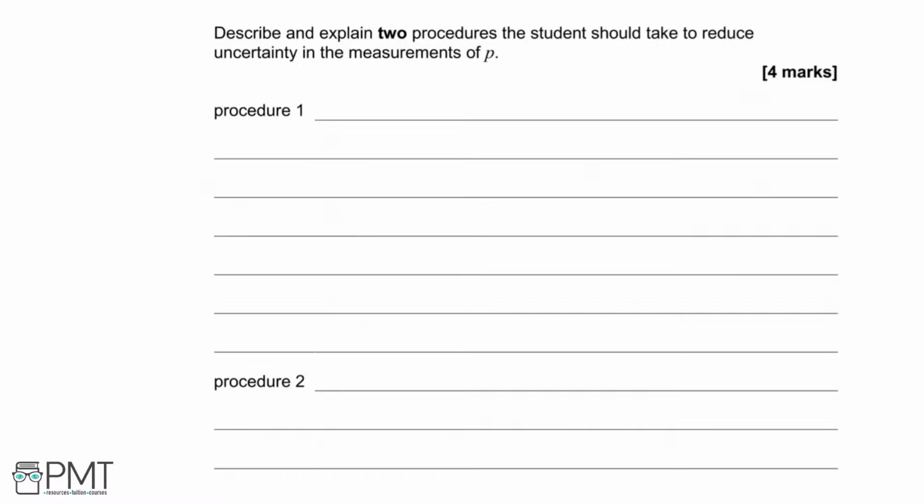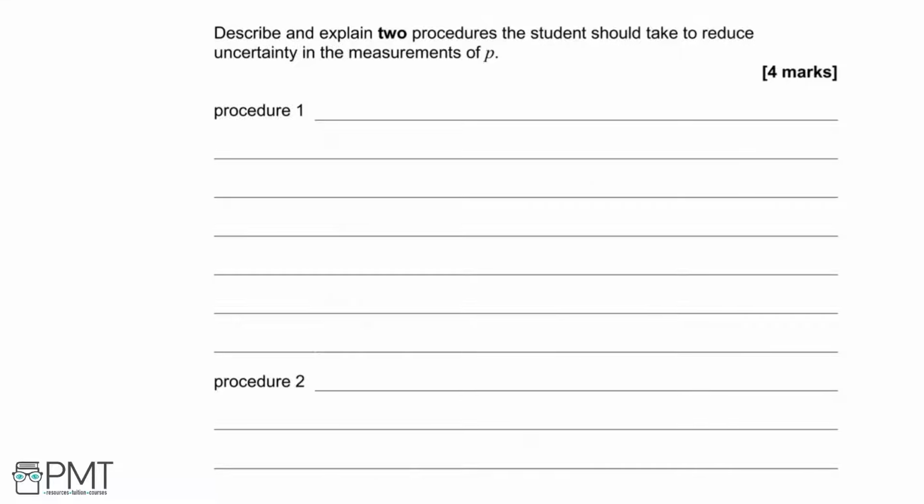Describe and explain 2 procedures the student should take to reduce uncertainty in the measurements of P. So this is a 4-mark question. We'll get 2 marks for the first procedure and 2 marks for the second. It's a describe and explain question. So for each procedure, you'll get 1 mark for describing and 1 mark for explaining.